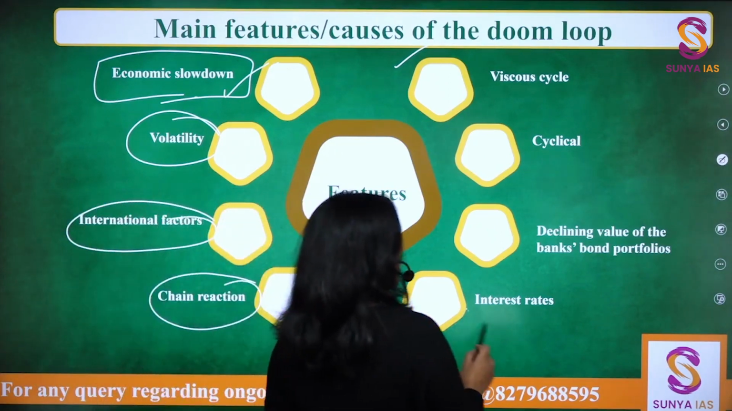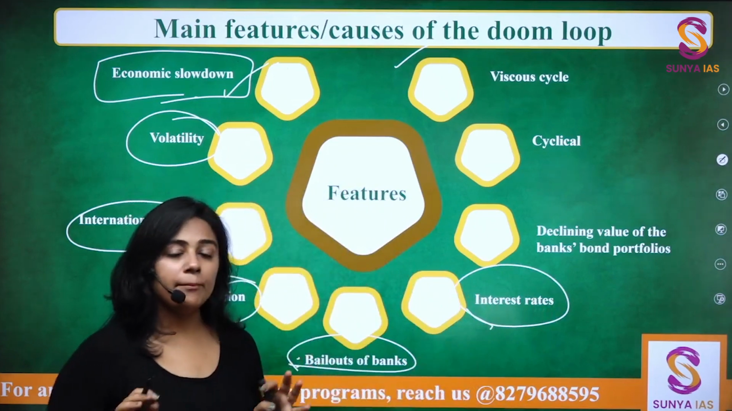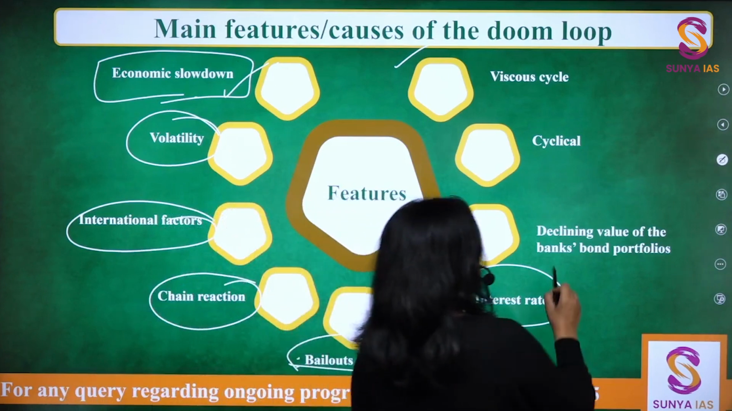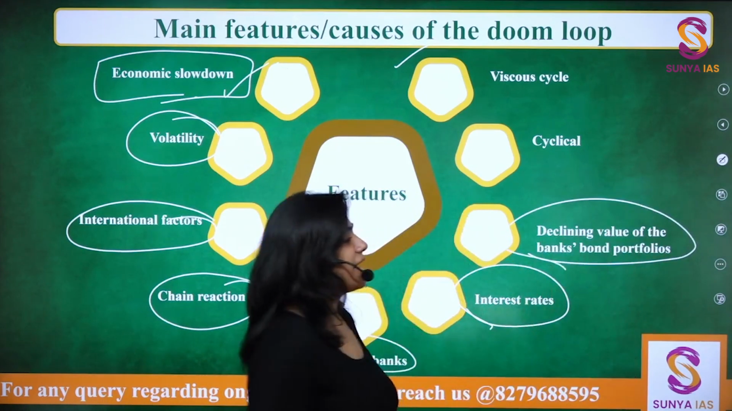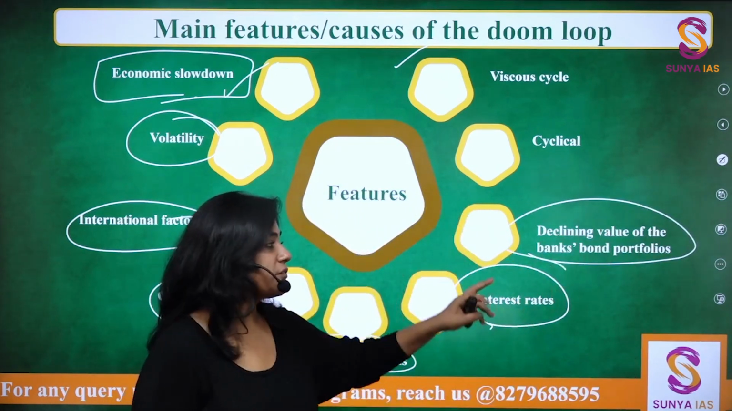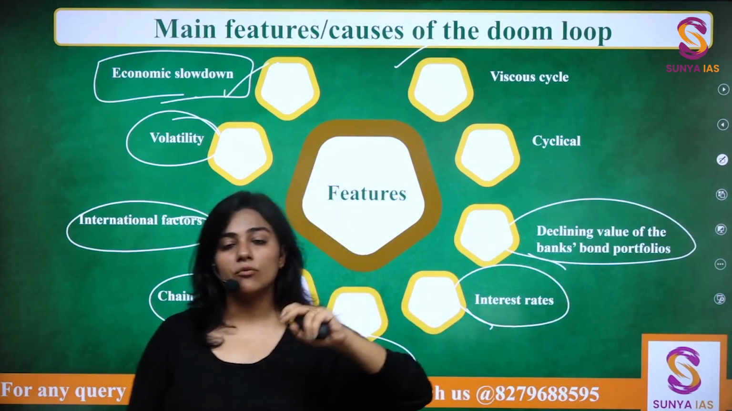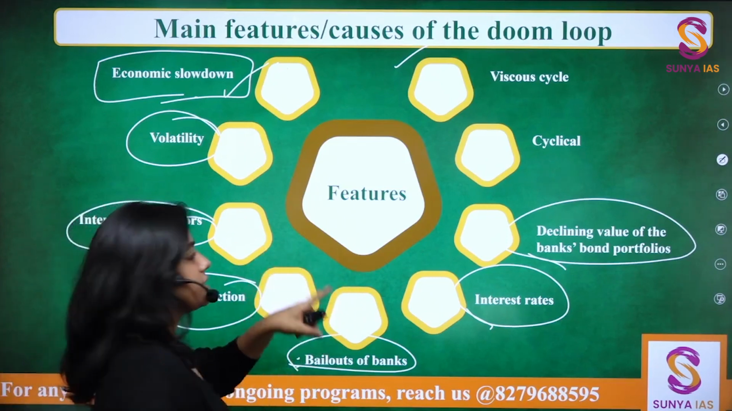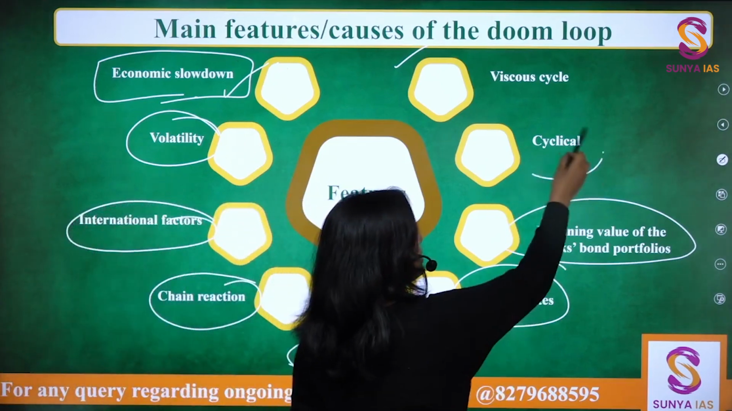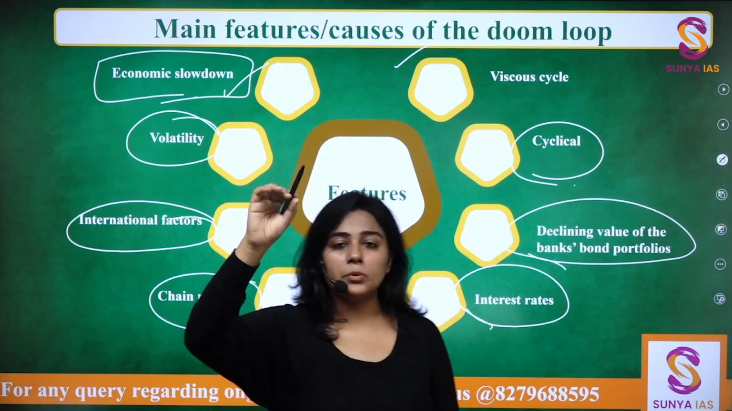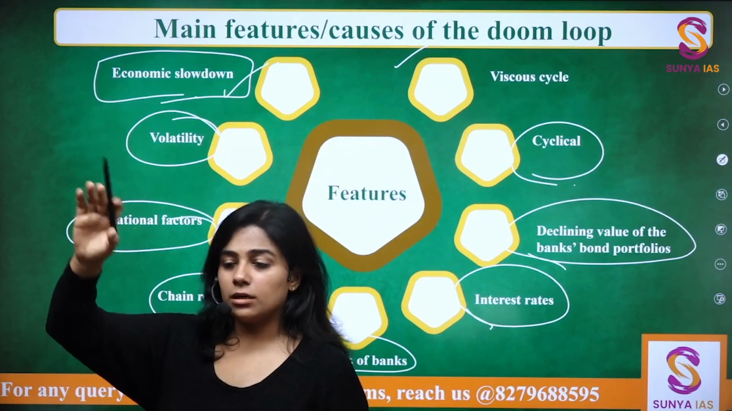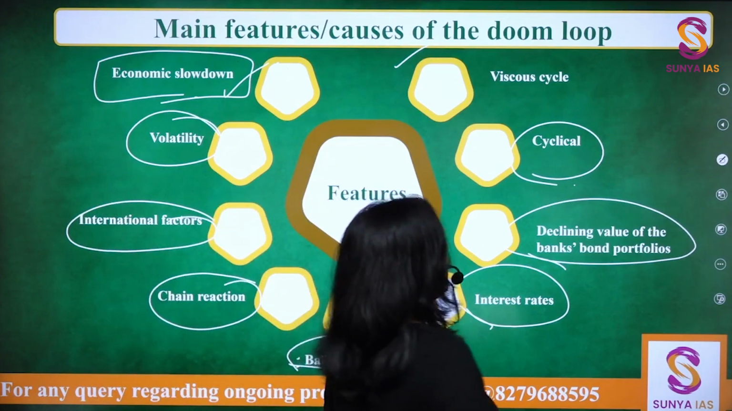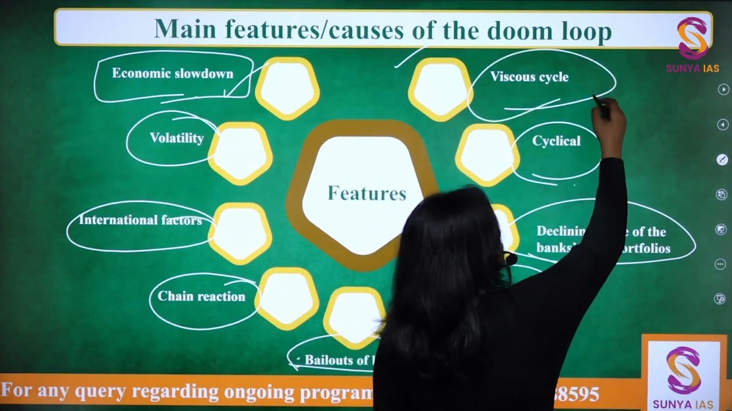Then interest rates. It would impact the interest rates, and again it would be impacted by the interest rates as well. There is a declining value of the banks' bond portfolio, because if the banks have invested too much in sovereign bonds, then their legitimacy will also decrease. Then it is cyclical. It's like a boom and bust cycle, the boom cycle of business and the slowdown of businesses that happens. And it's a vicious cycle, not viscous.